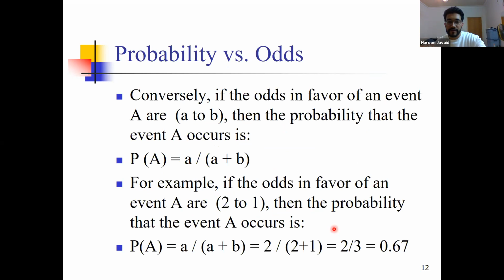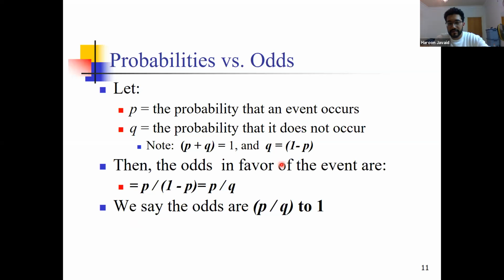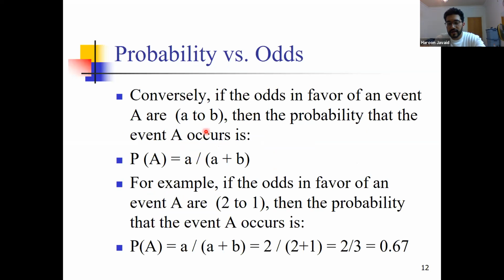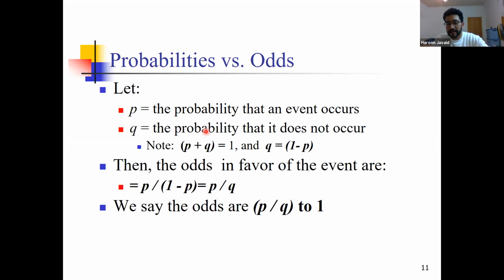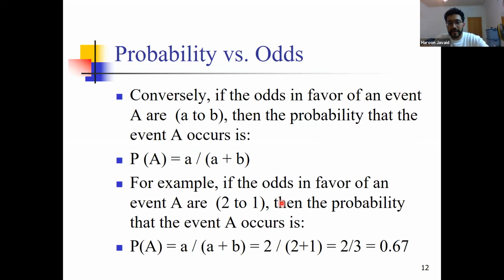Conversely, if the odds are in favor of the event, this is what I was trying to tell you. If the odds of something are A to B, which means that A is something like P over here, and B is something like Q over here, then the probability that the event occurs is going to be A over A plus B.